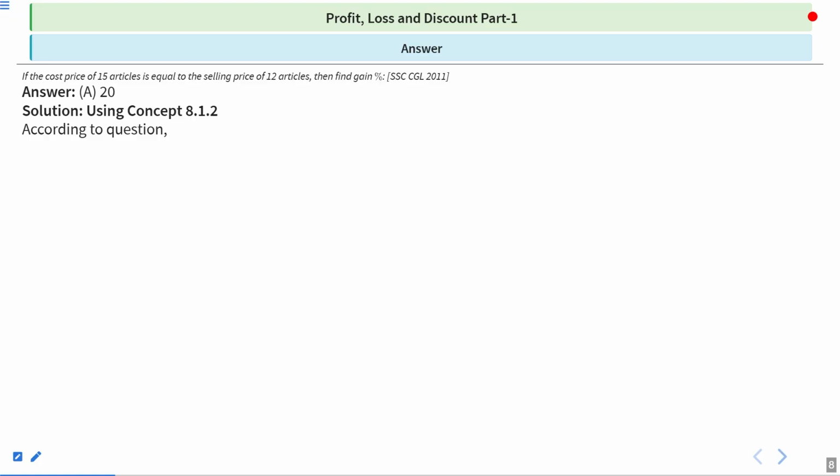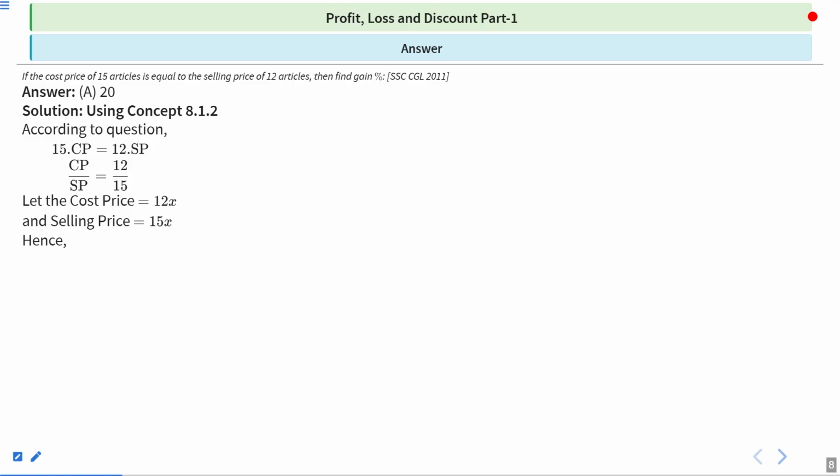According to the question, 15 CP is equal to 12 SP, or we can say that the cost price of 15 articles is equal to the selling price of 12 articles. So we can make the ratio by this equation. The ratio of cost price upon selling price is 12 upon 15. Now we can clearly see that CP is 12 units and SP is 15 units. It means there will be a profit of 3 units. So let the cost price be 12x of each article. So the selling price will become 15x.